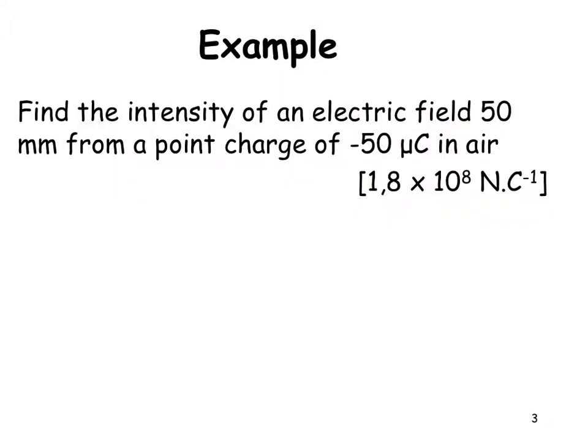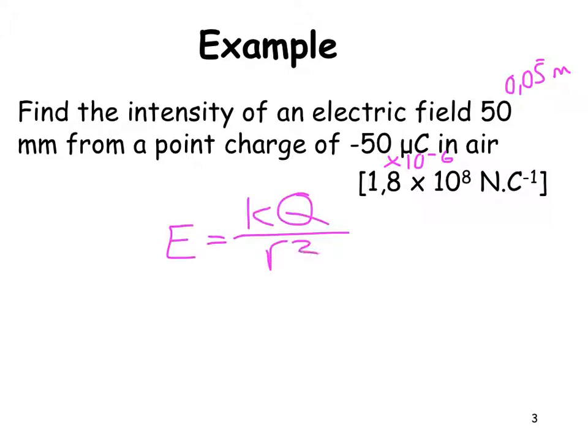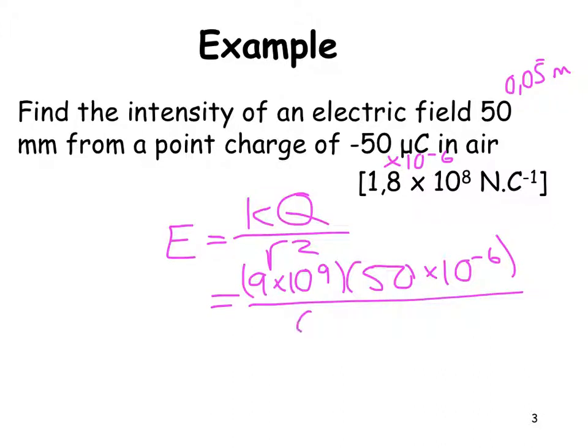So find the intensity of an electric field, 50 millimeters, don't forget, 0.05 meters, from a certain point charge. It's microcoulomb, so it's times 10 to the negative 6. So I'm going to say electric field strength is equal to kQ over r squared, and I land up with 9 times 10 to the power of 9, 50 times 10 to the negative 6, and distance is 0.05. Don't forget to square it. I land up with 1.8 times 10 to the power of 8 newtons per coulomb, but ideally I should have a direction as well.